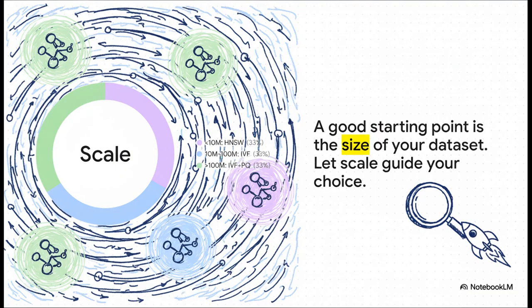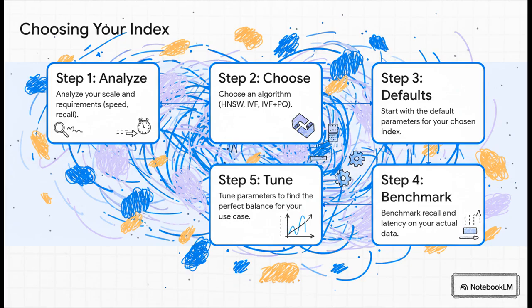You know, a really simple place to start is just how big is your dataset? As a rule of thumb, if you have under, say, 10 million vectors and you absolutely need speed, HNSW is probably your best friend. Once you start getting into that 10 to 100 million range, IVF becomes a really strong contender. And then, once you cross that 100 million vector mark, the memory savings you get from IVF plus PQ become pretty much essential.